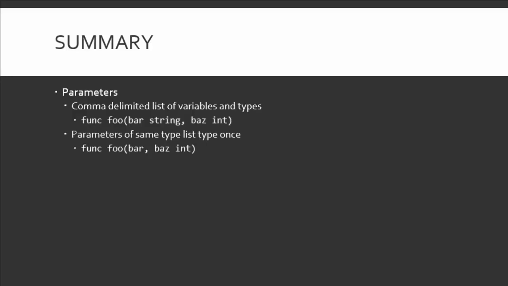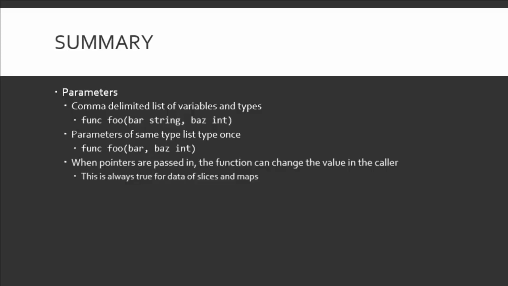Parameters of the same type can be comma delimited and the type can be listed at the end there. So in this case we're passing in bar and baz as parameters, and both of those are going to be of type integer. When pointers are passed in, the function can change the value in the caller.